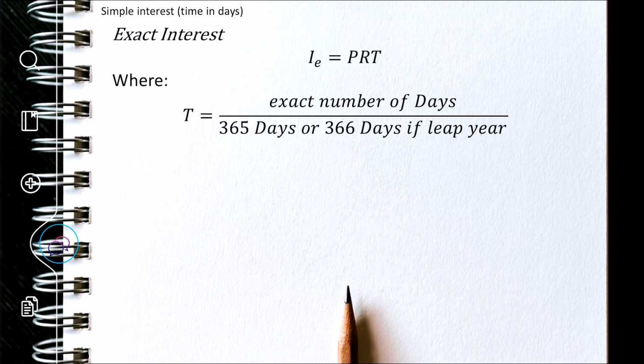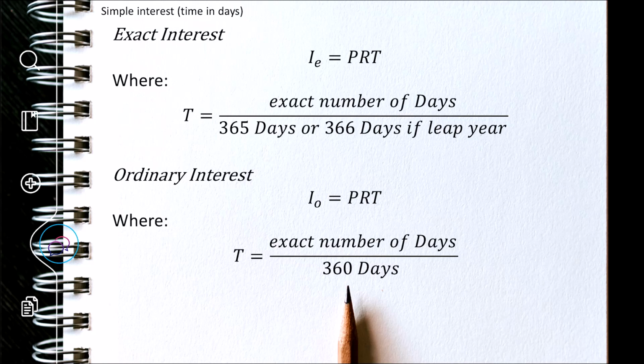Meron po tayong tinatawag na exact interest and ordinary interest. Pag sinabi natin exact interest, that is the exact number of days over 365 days, or 366 days if leap year. Yan po, exact. And pag ordinary interest naman, that is exact number of days over 360 days. Kapag days po ang given, may dalawang klase yon: isang exact interest saka isang ordinary interest.